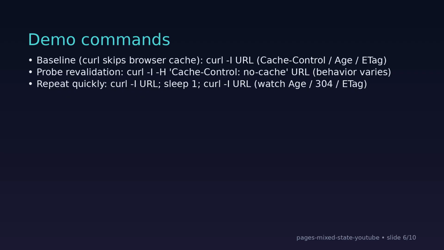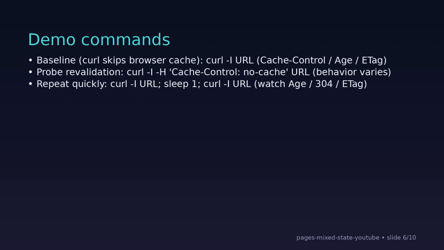After waiting past max-age or s-maxage, run curl -i again and watch whether Age resets or a header like CF-Cache-Status shows a revalidation. To spot stale-while-revalidate in action, prime the cache with curl -i, then hit it again immediately. If the cache supports SWR, you might see one stale serve while it refreshes in the background, then a fresh one.